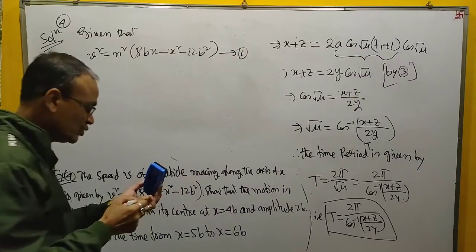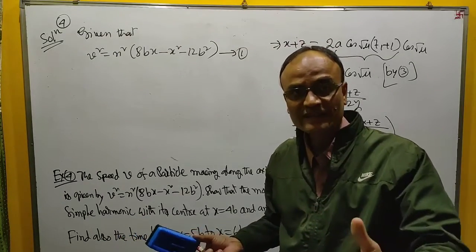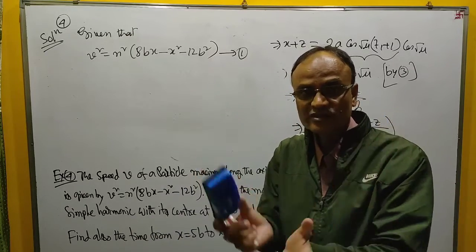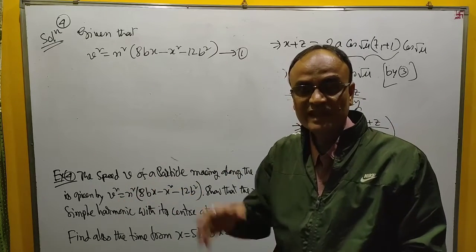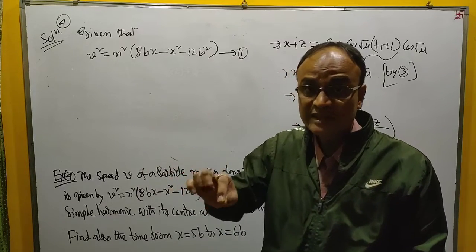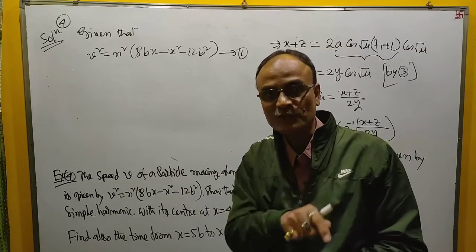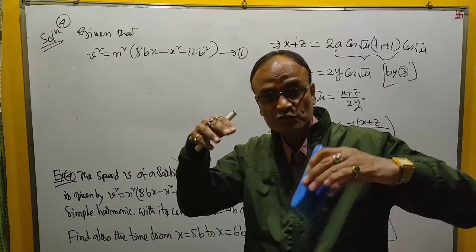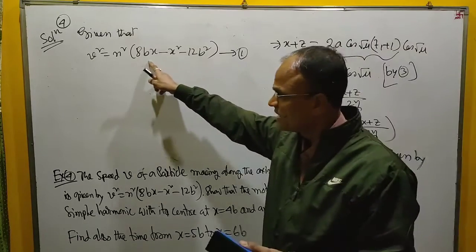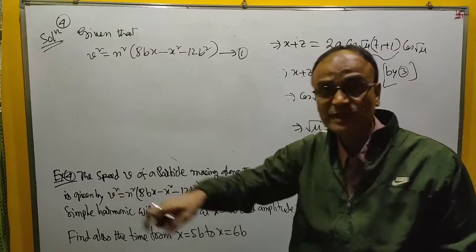Now, to show that this is simple harmonic motion, for that you should show that the acceleration is equal to minus a constant, and means acceleration is directed towards the center of force, towards a fixed point. Also, acceleration should be proportional to the distance of the particle from the fixed point. Therefore, the right hand side is a function of x, so you should differentiate this with respect to x.